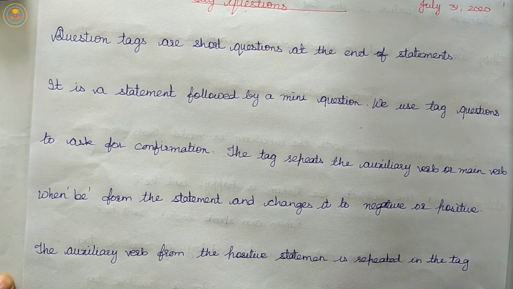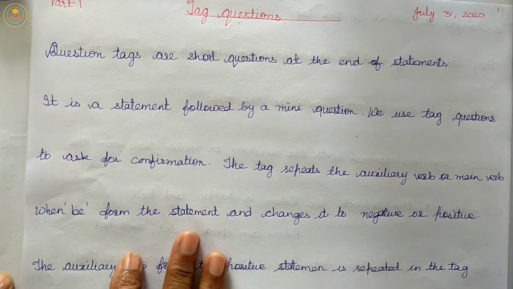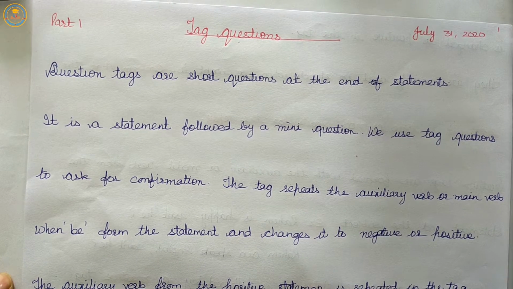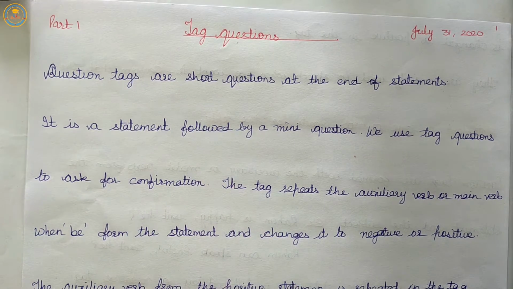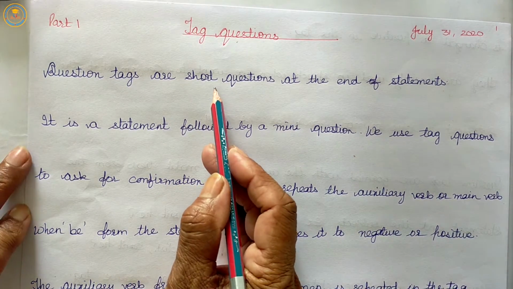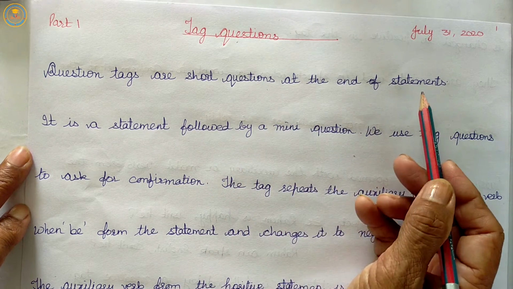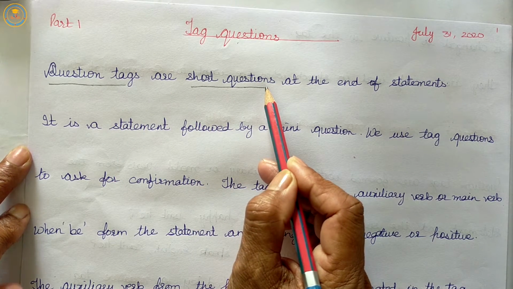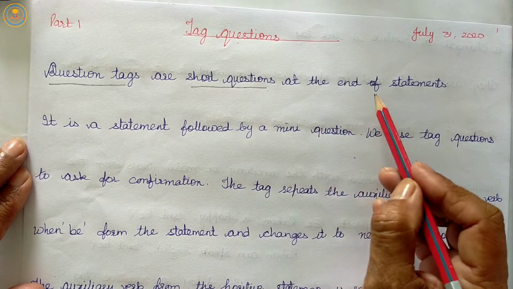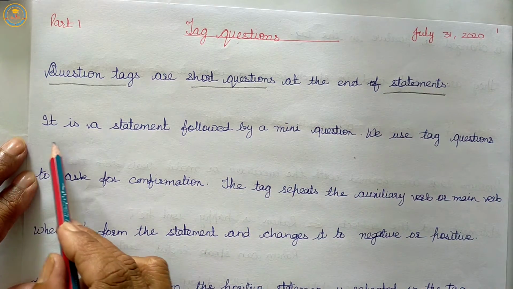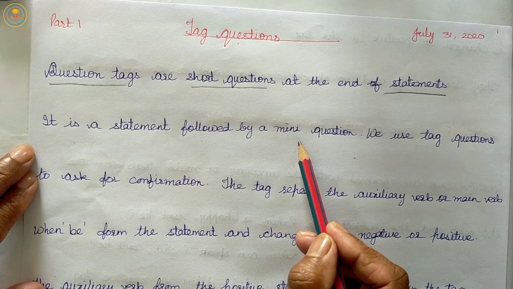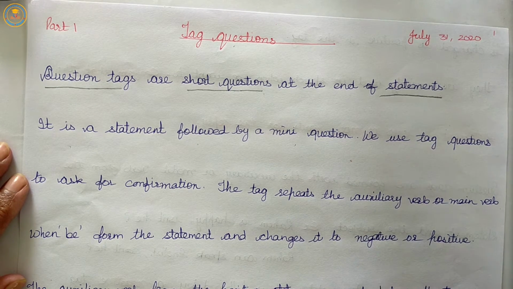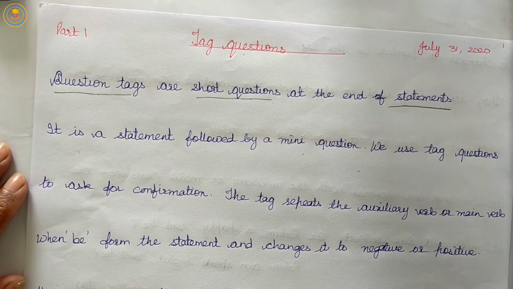So, first of all, let us begin our topic with the definition: what are tag questions? Tag questions are short questions that we write or put at the end of statements. It is a statement followed by a mini question. It means that in this tag question, we will not reply with a complete full sentence. It will be in a short form.